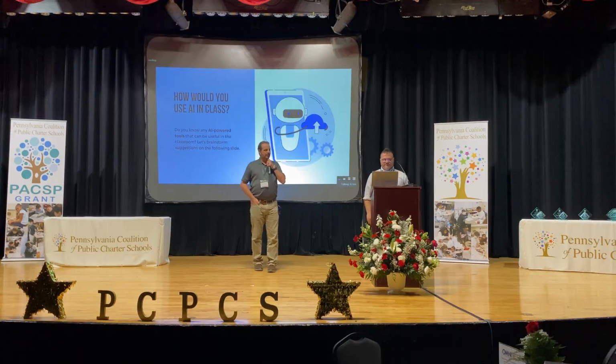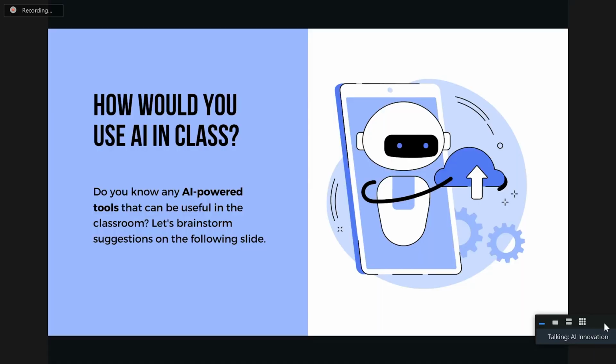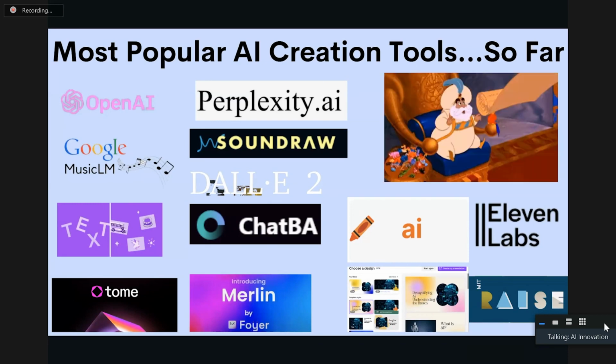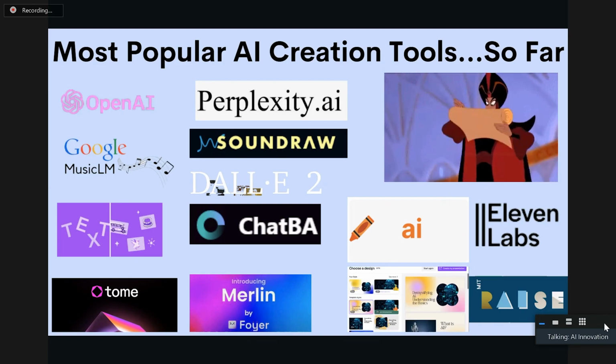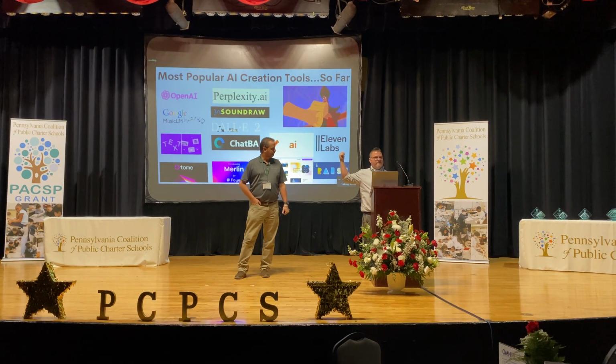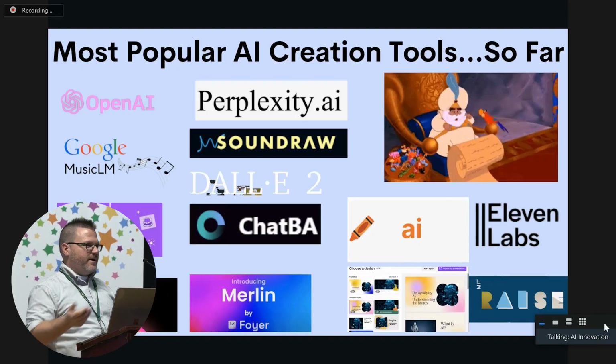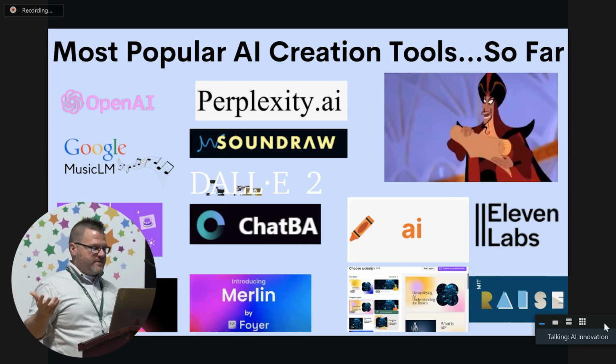So then how could we use it in a class safely, responsibly, and ethically? Look at all these, the most popular AI creation tools so far. There are so many coming out, it's absolutely ridiculous. I just saw two show up in my email today that I had never heard of. There are extensions and add-ons and new programs and new apps coming out all the time.